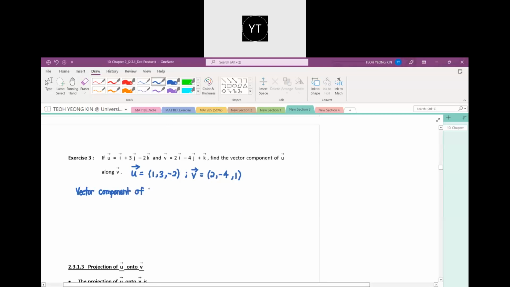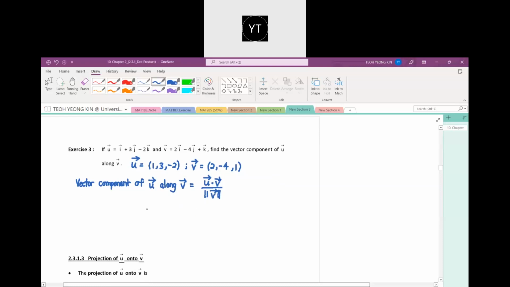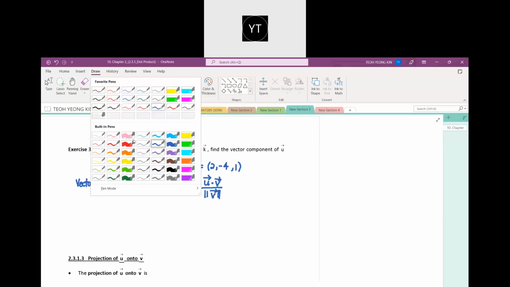In order to find the vector component of u along v, the formula will be the dot product of vector u and vector v divided by the magnitude of vector v. So the magnitude is for the second vector. We can find it separately. After that, we substitute into this formula.